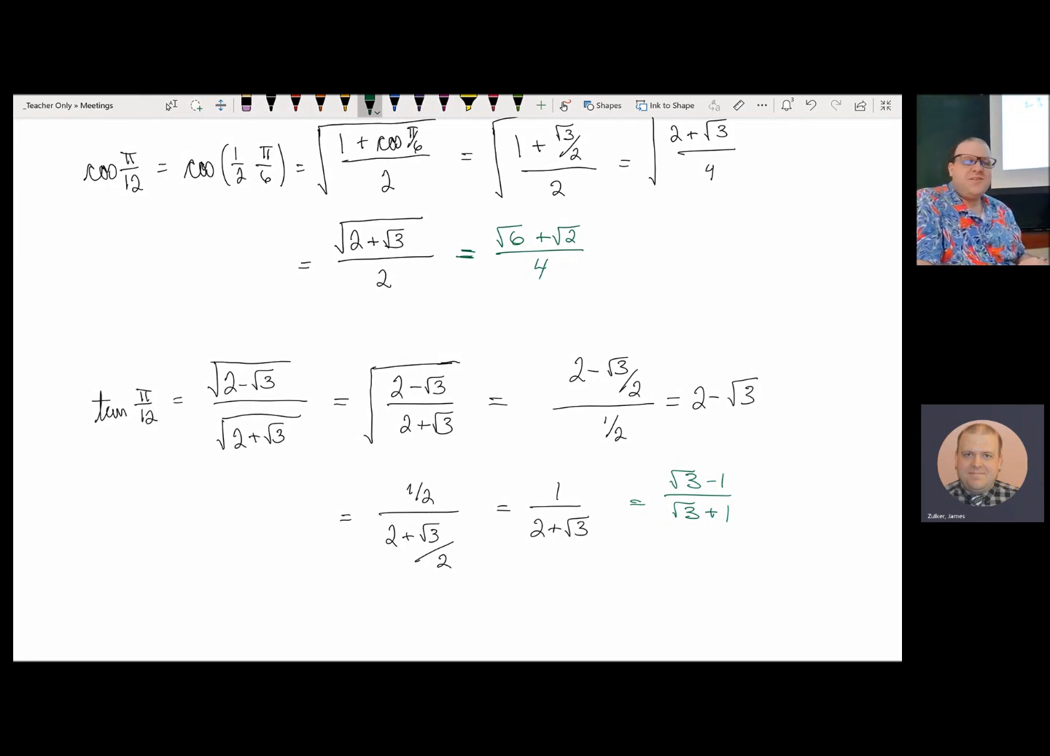And so there's like a Jeopardy question, right? Could I ask you true or false? Does 2 minus root 3 equal 1 over 2 plus root 3? And the answer is true. We just proved it.